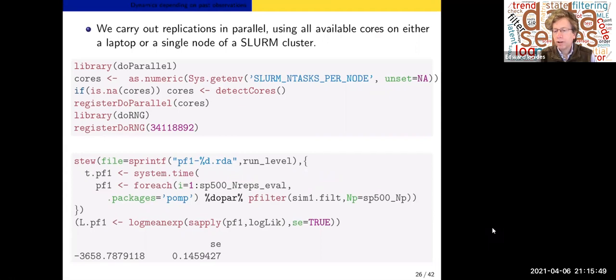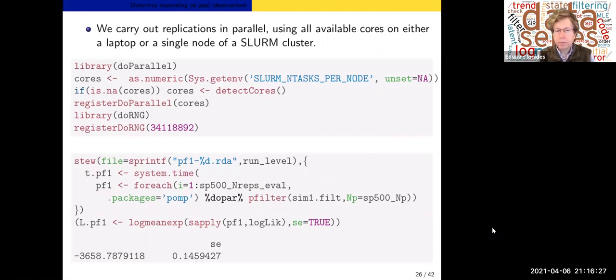If you are on a Slurm cluster, then there'll be a variable, Slurm ntasks per node, that will tell you how many jobs you can run. And if that environment variable doesn't exist, then that'll give you an NA, and you can just do detectCores on your machine, and then presumably you'll be on your laptop at that point. And then you can just proceed with the parallel code, exactly the same for a laptop.